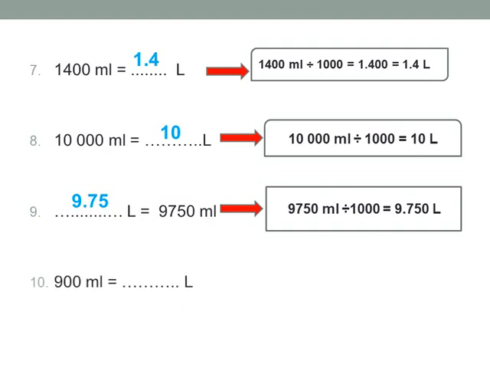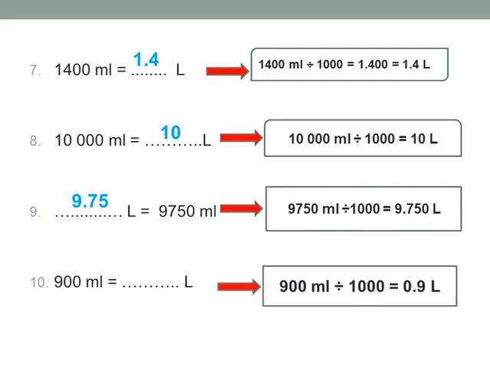Number 10. 900 milliliters equal how many liters? We will divide 900 by 1000, and we will put a decimal point before 3 digits. As you see here, the answer will be 0.9 liter.